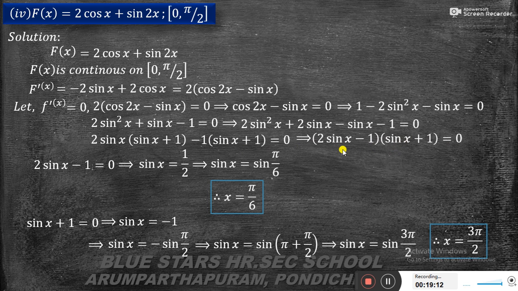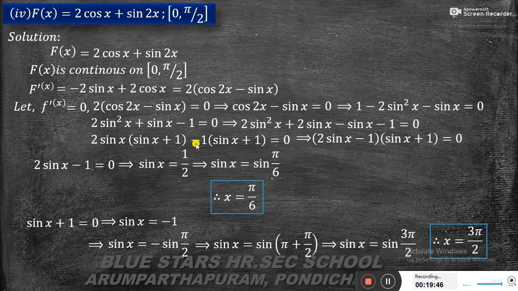Here 2 sin x minus 1 is one factor, and sin x plus 1 is the second factor, equal to 0. Now I take each factor equal to 0. So 2 sin x minus 1 equal to 0 and sin x plus 1 equal to 0. Every factor I take to 0. So 2 sin x minus 1 equal to 0 means this minus 1 I write on the right hand side, so plus 1. Therefore 2 sin x equal to 1, which means sin x equal to 1 by 2.